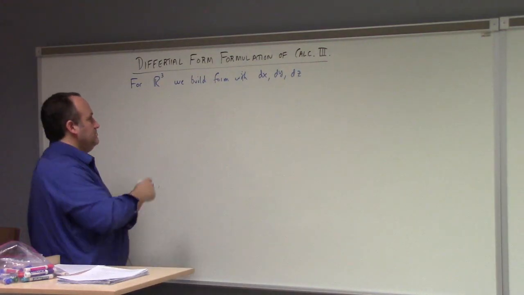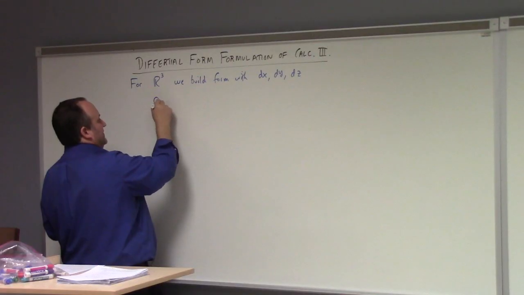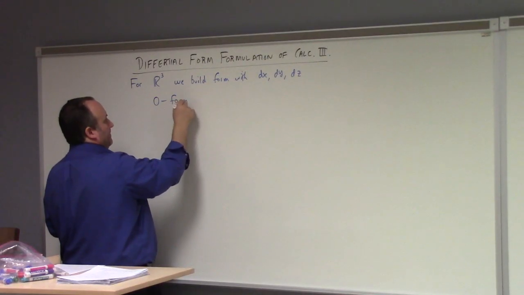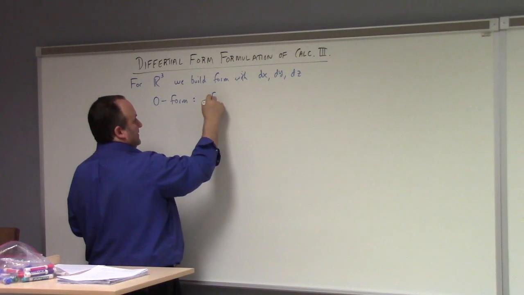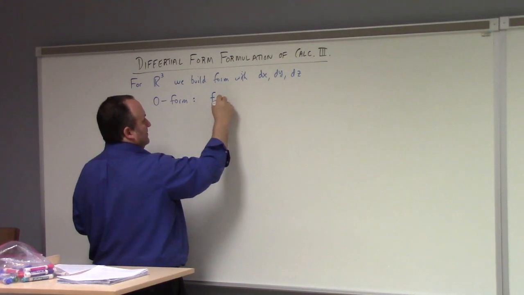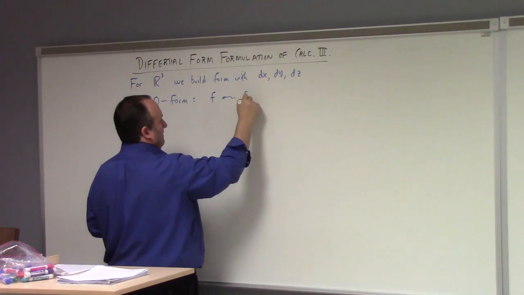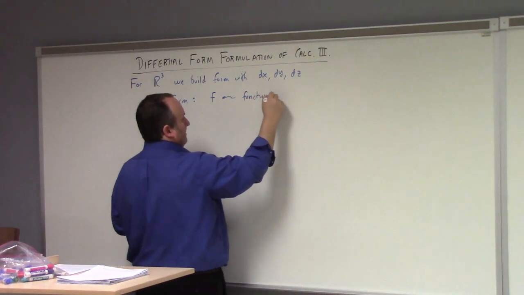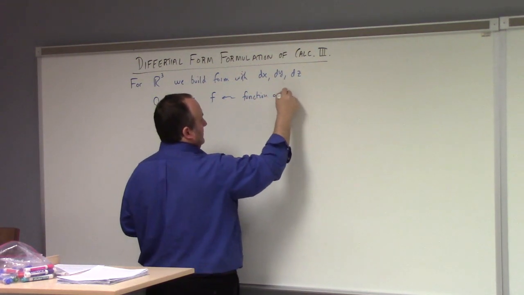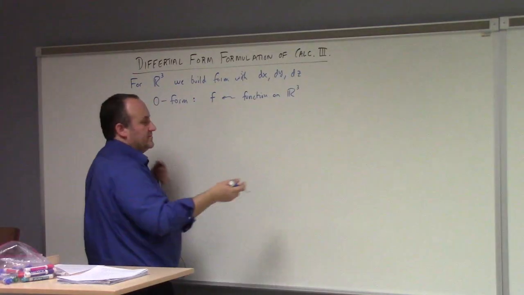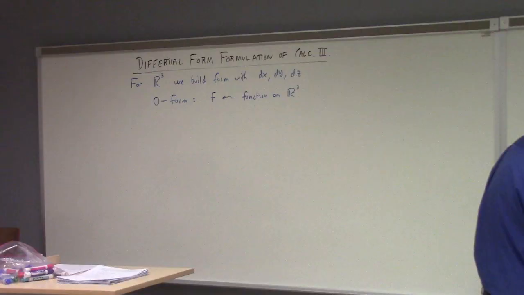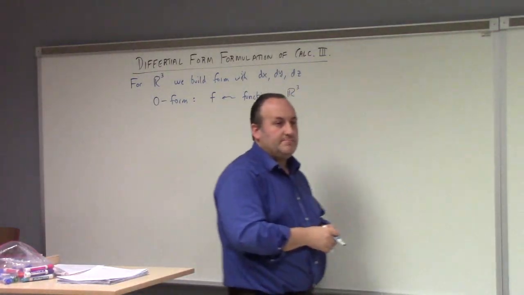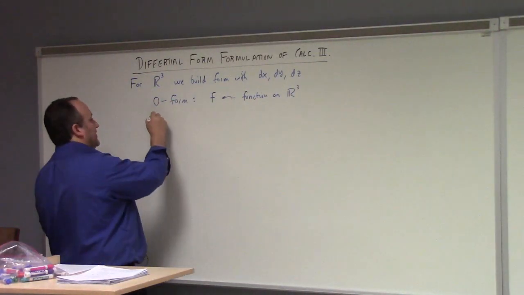Now, but even before we do that, we can talk about a zero form. So let me set the stage here. A zero form, it's just like f, which is a function on R3. So just a plain old real valued function is a zero form because it has zero differentials in it. All right. Then you can talk about a one form.